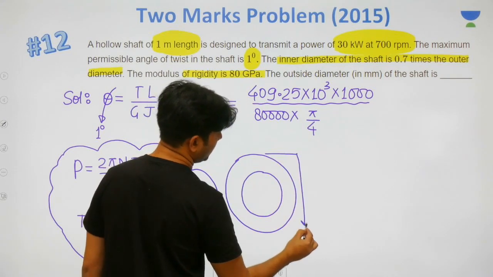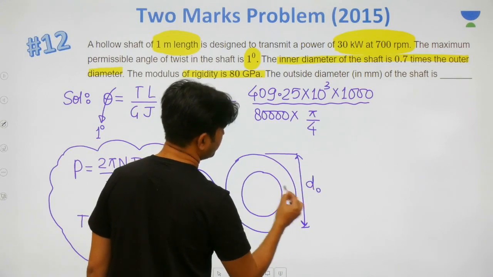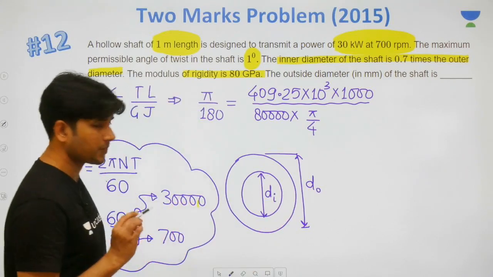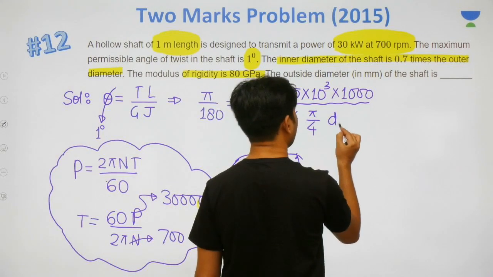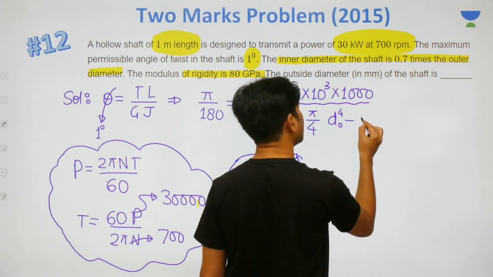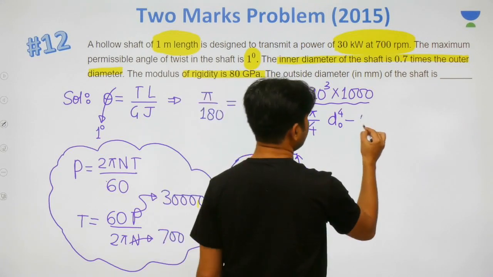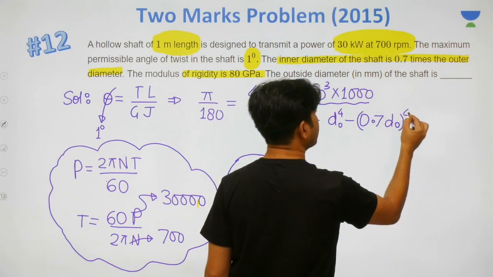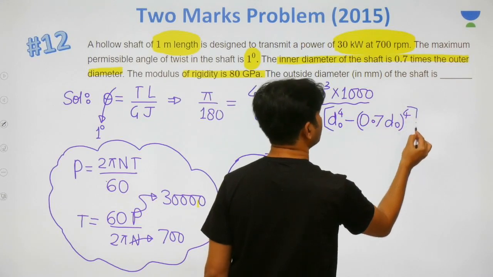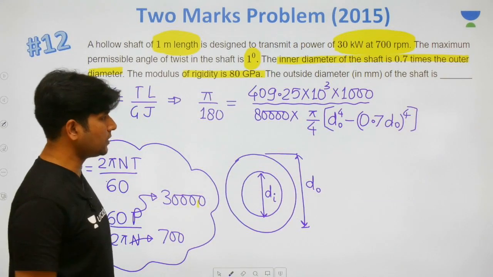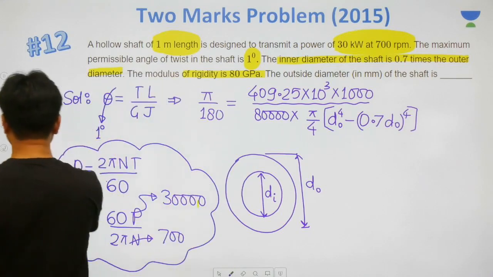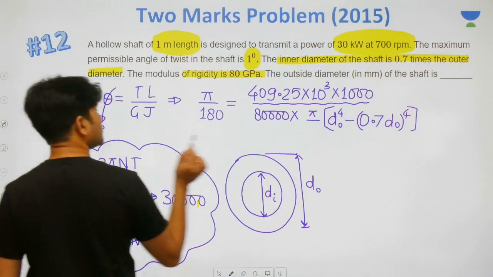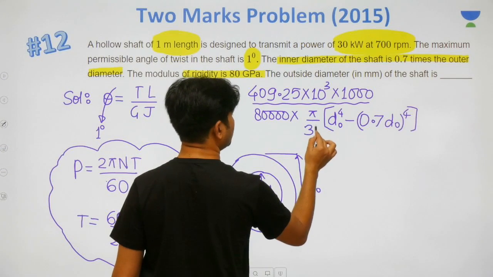So we have D outer raised to 4 minus D inner raised to 4, because we are removing some material here. And D inner is given to you as 0.7 times D outer. This is how you can write the polar moment of inertia. This is not pi by 4, this is pi by 32. I'm sorry about that. This is going to be pi by 32.